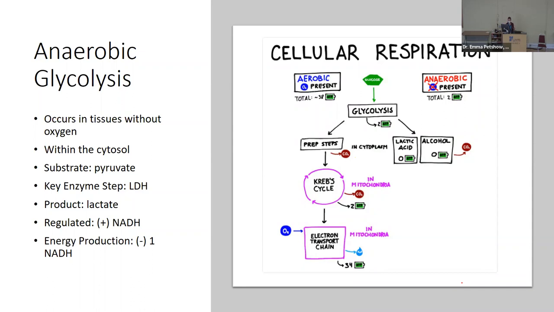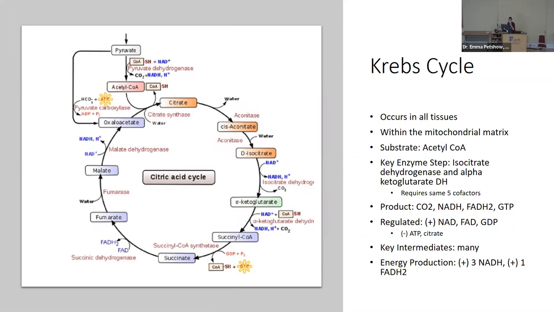Now the Krebs cycle, the big kahuna. This is probably the thing we talk about the most. This occurs in all tissues as long as oxygen is present. It happens within the mitochondrial matrix. We've continued to get deeper and deeper within the cell.